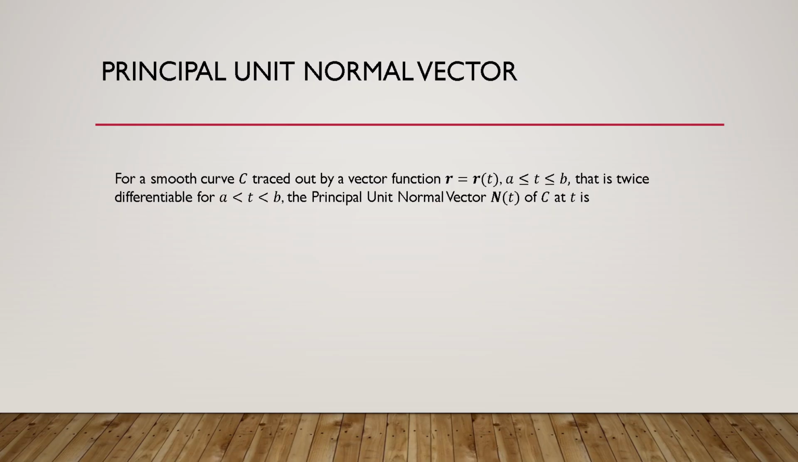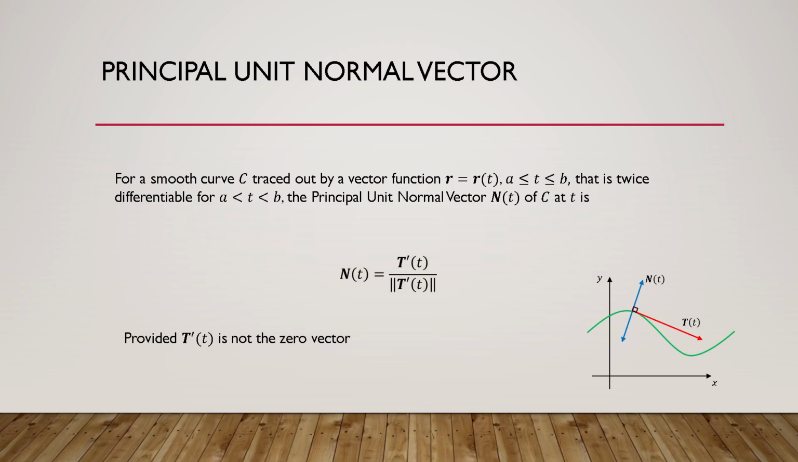For a smooth curve C traced out by a vector function r equals r of t, for a less than or equal to t less than or equal to b, that is twice differentiable for a less than t less than b, the principal unit normal vector N of t of C at t is N of t equals T prime of t over the magnitude of T prime of t, provided T prime of t is not the zero vector.